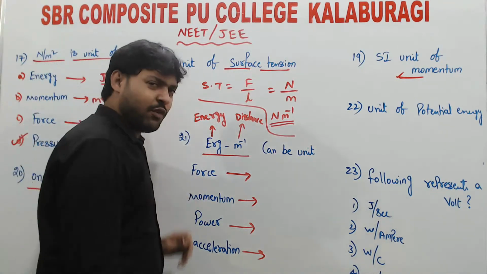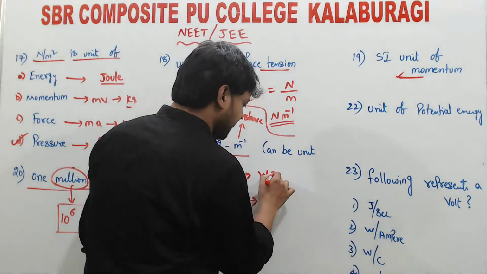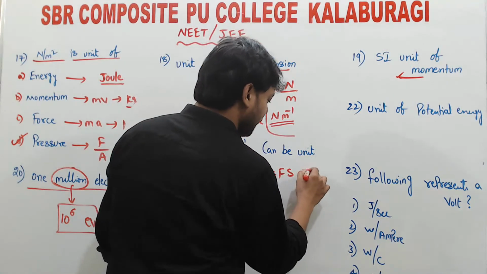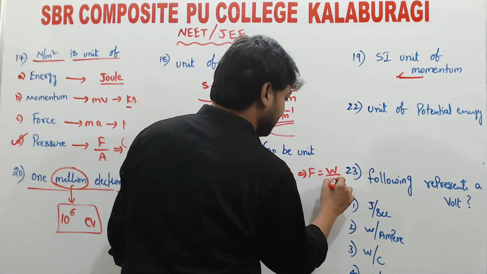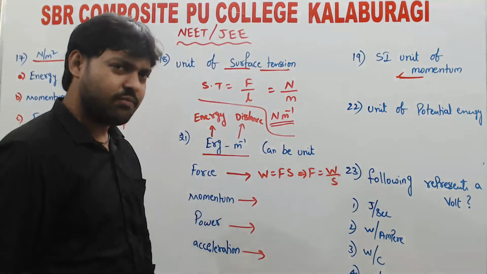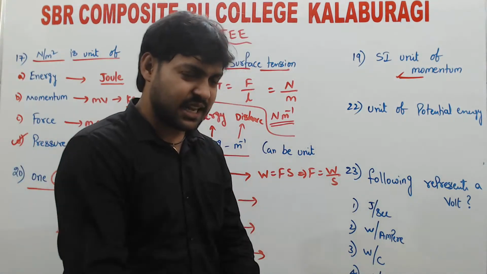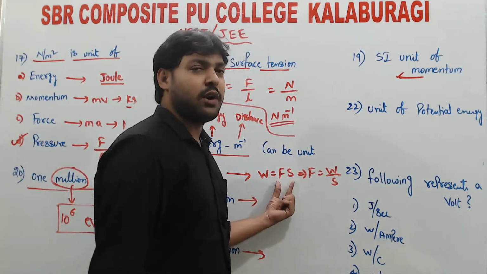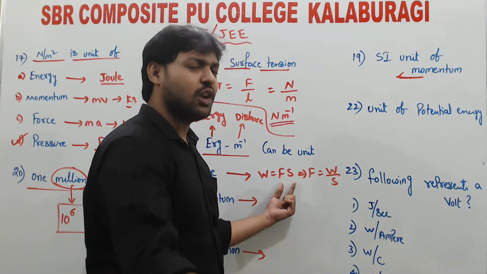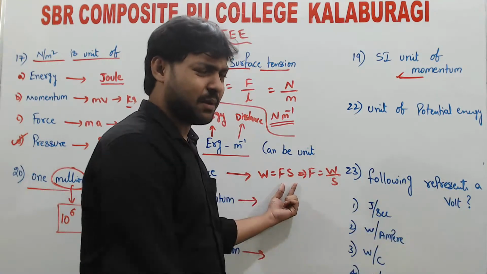To see, already, I think we know the work done formula. What is work done? Force into displacement. So force is equal to work done divided by displacement. Yes, we got it. Work done is nothing but force into displacement, as we discussed in the last class also. Work done is the dot product of force and displacement. What is dot product? We'll see in the upcoming classes.